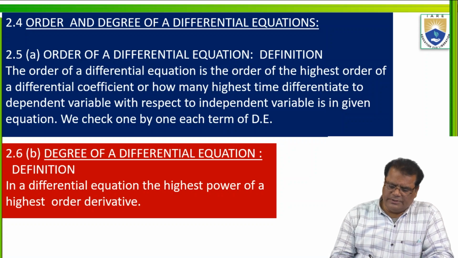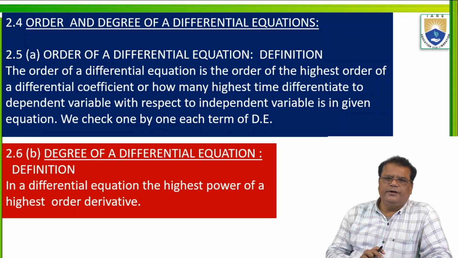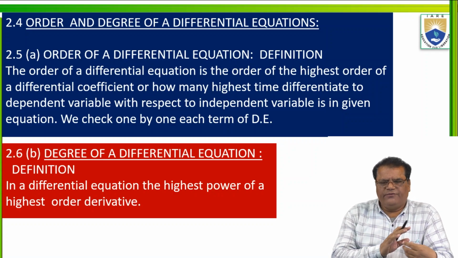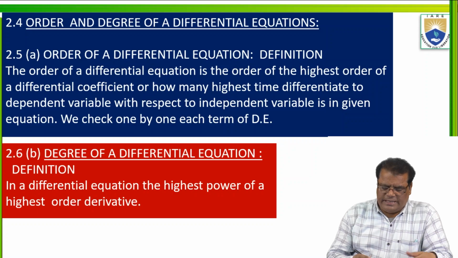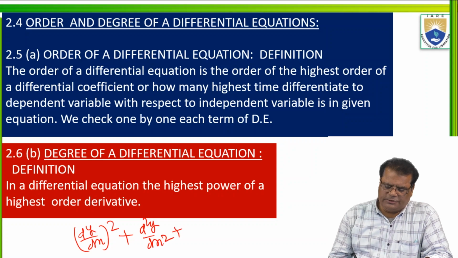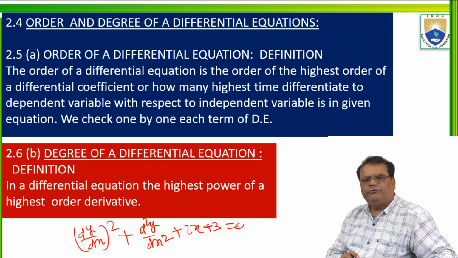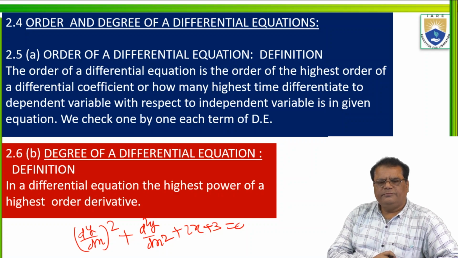Suppose here I am giving some example. Next is degree of a differential equation. Degree means, in a differential equation, the highest power of the highest order derivative. I am giving some example here: (dy/dx)^2 plus d2y over dx2 plus 2x plus 3 equal to 0. I am writing this type of equation. So what is the order and degree of this differential equation? There is no problem to tell the order and degree of a differential equation.